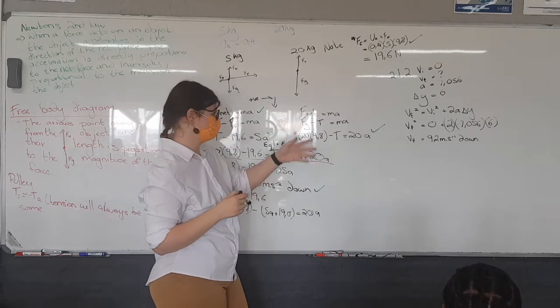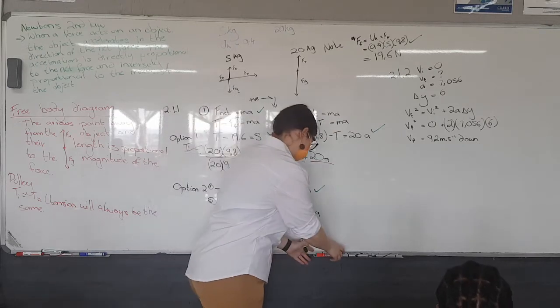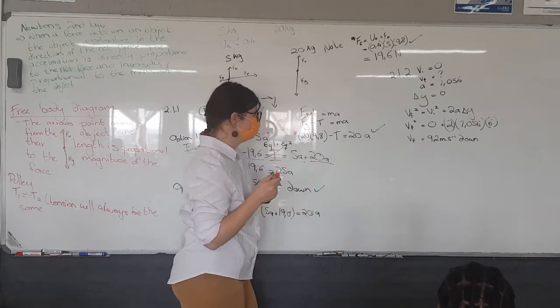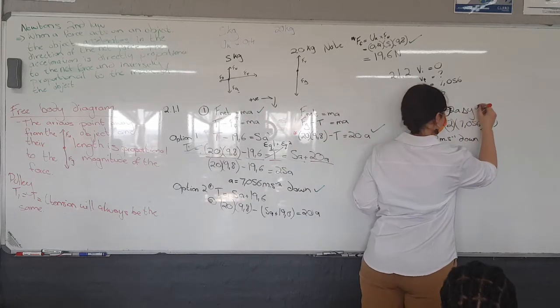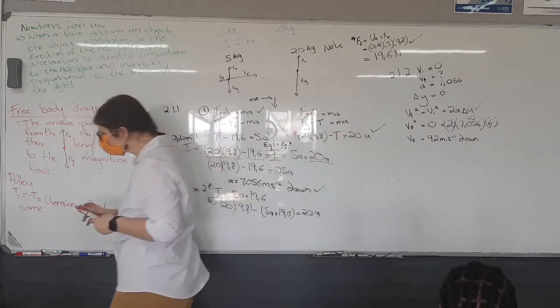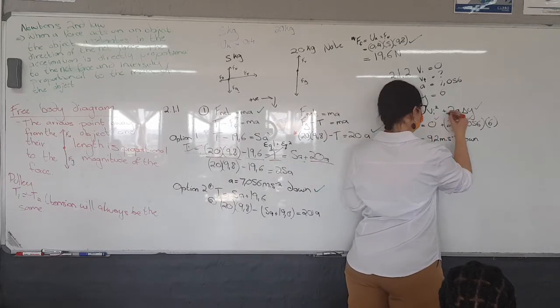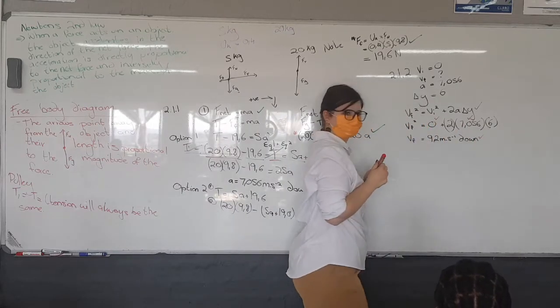Yeah, I just got the answer off the memo. So now let's mark. 1 mark for this, 1 mark for correct substitution. And I think you get 2 marks for correct substitution, 1 mark for your final answer.